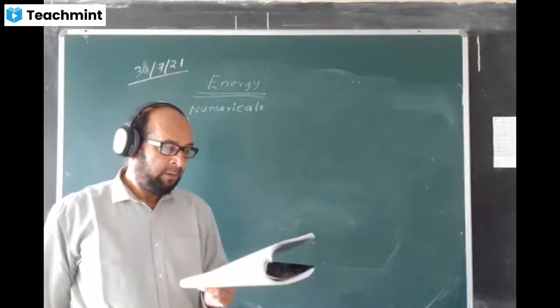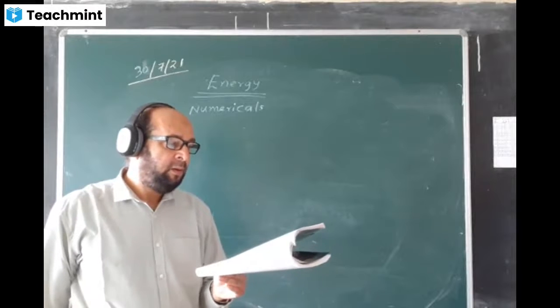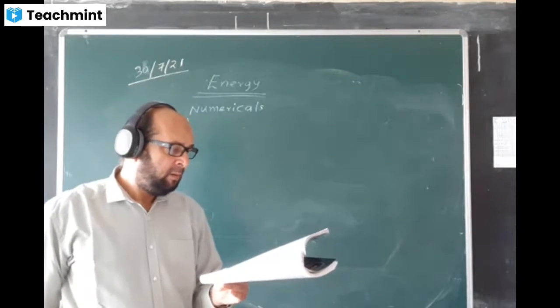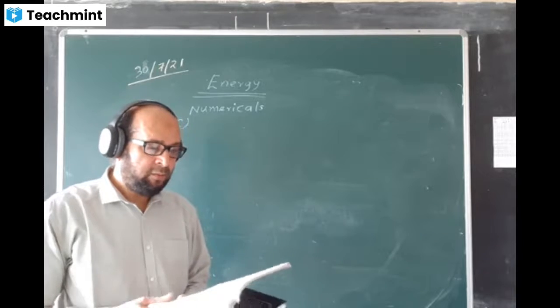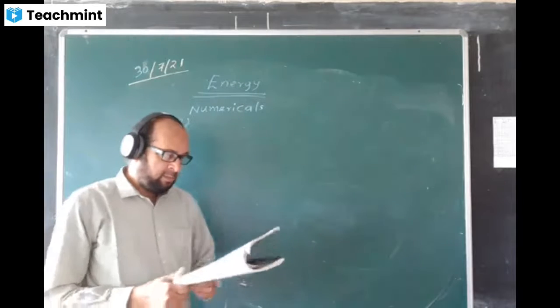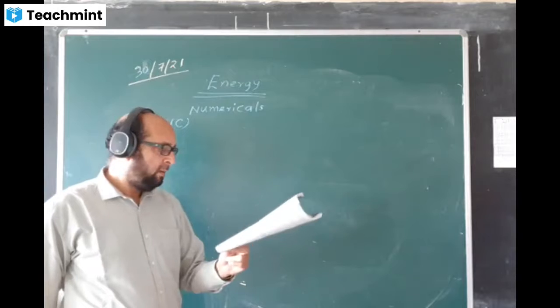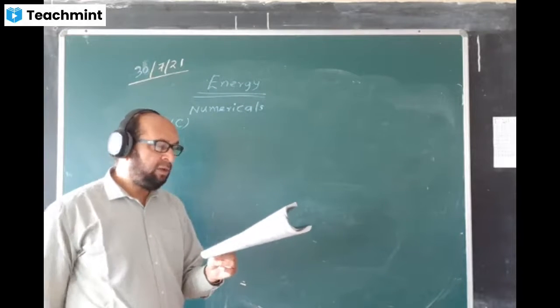Yes, sir, I checked. We are done till 34. So we can make our own answers also. But the answer has to be correct, no? From the book, sir, we can make our own answers from the book. Yes. We have done all these questions already. So we are doing numericals now.